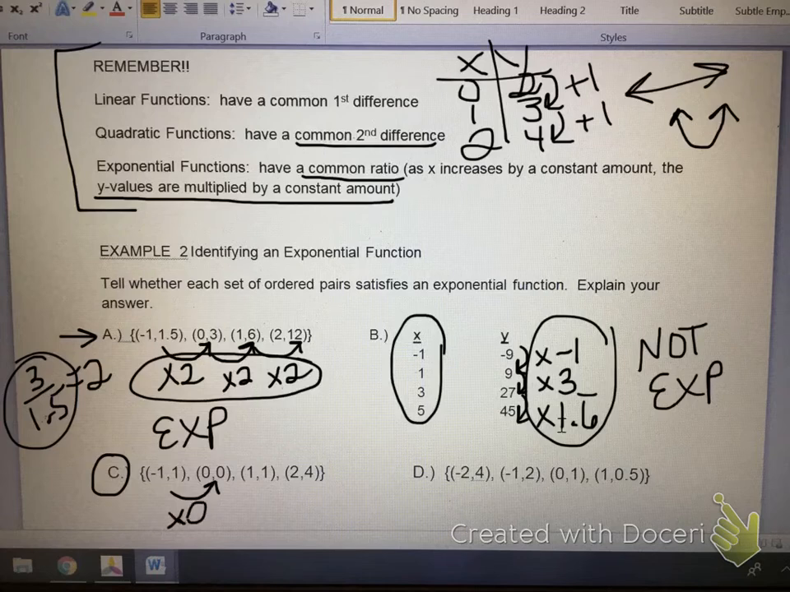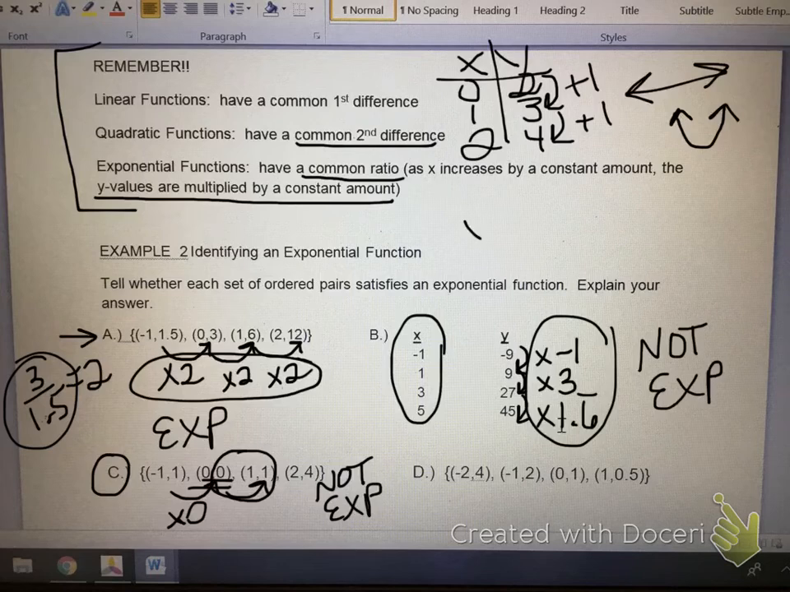Now we look at this and ask, 1 times what is 0? Well, that would be 0. And then 0 times what is 1? Nothing. So this is not exponential. I can already tell right here that 0 times 0 is not 1. It's not going to work. The other clue that it's not exponential is 0, 0. Exponential functions that are not translated are not going to cross 0, 0.